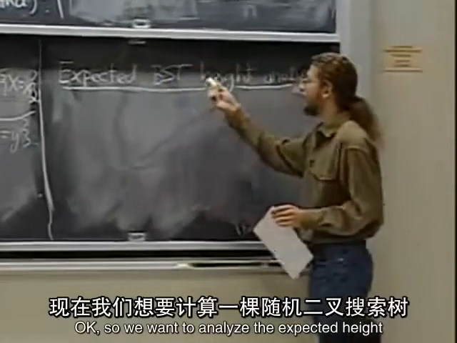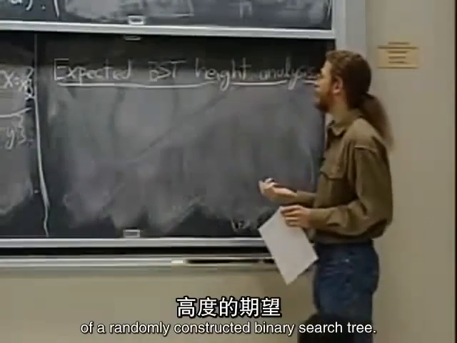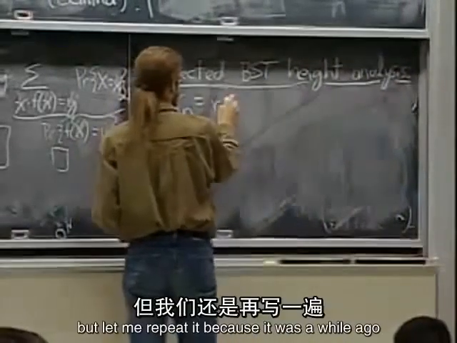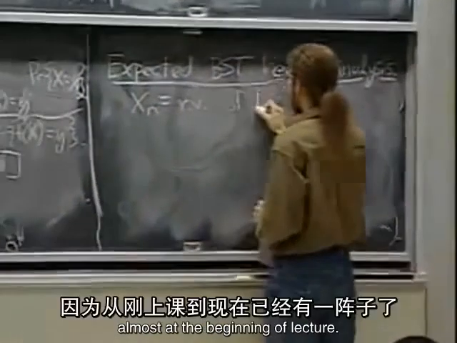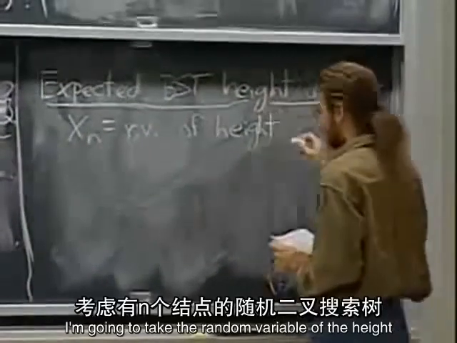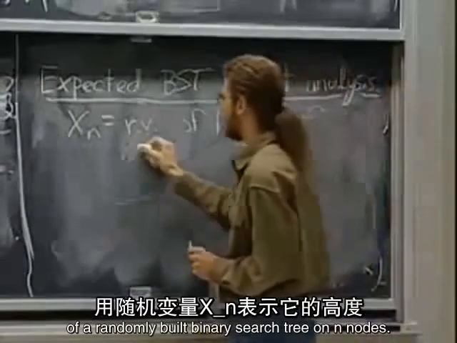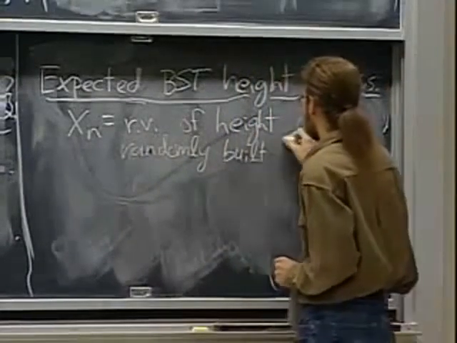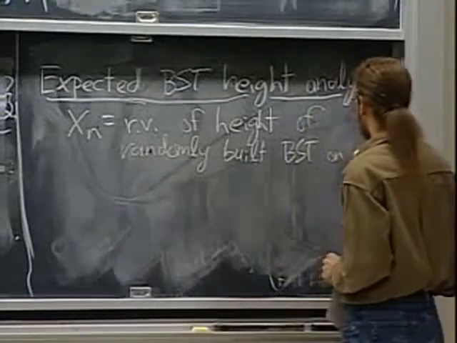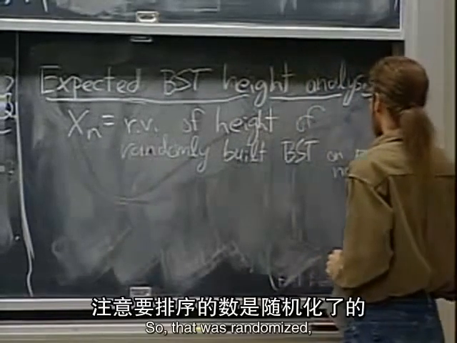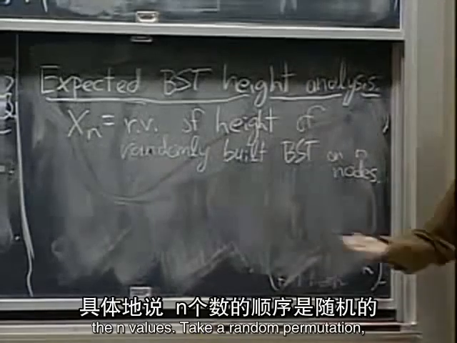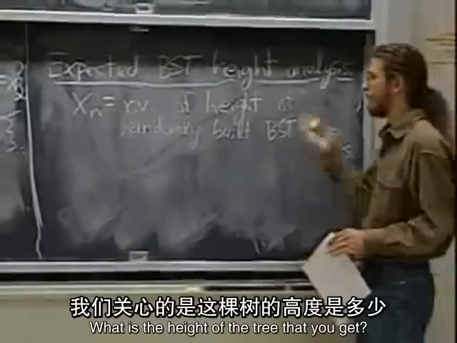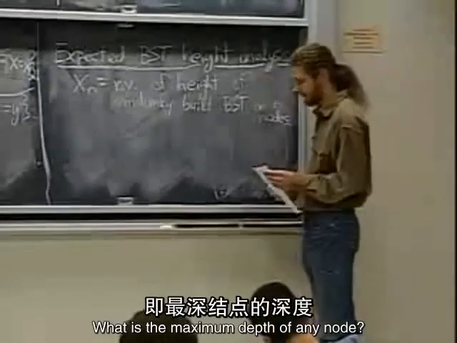Okay, so we want to analyze the expected height of a randomly constructed binary search tree. As I've defined this before, but let me repeat it because it was a while ago, almost the beginning of lecture, I'm going to take the random variable of the height of a randomly built binary search tree on n nodes. So that was: randomize the n values, take a random permutation, insert them one by one from left to right with tree insert. What is the height of the tree that you get? What is the maximum depth of any node?